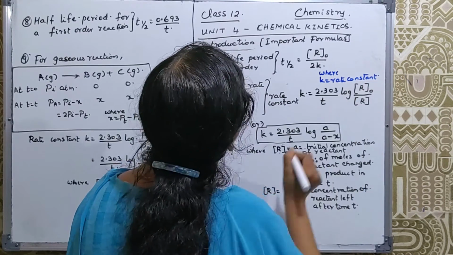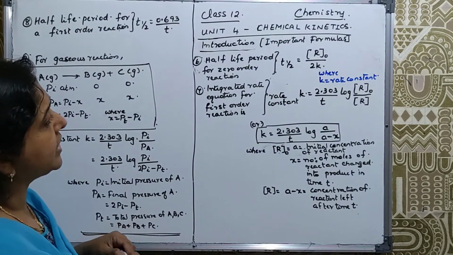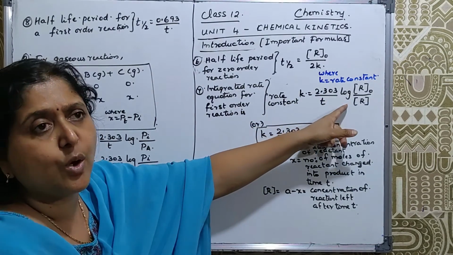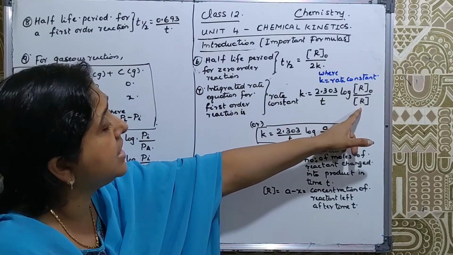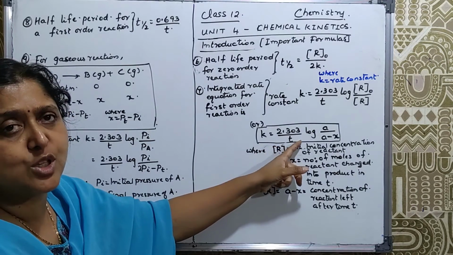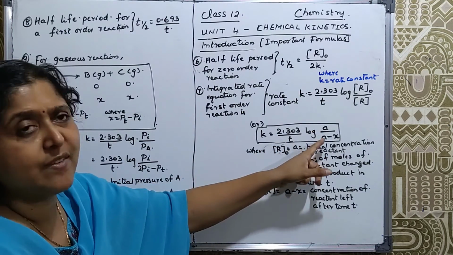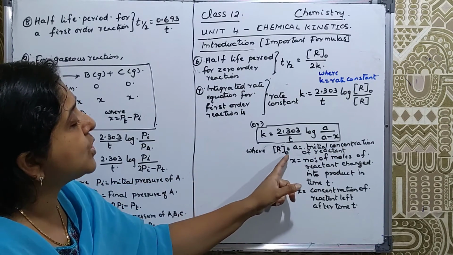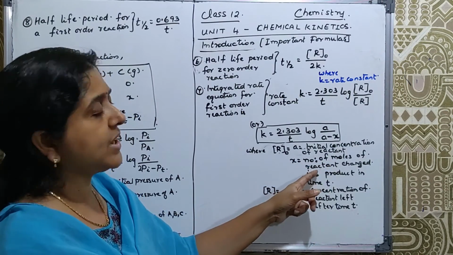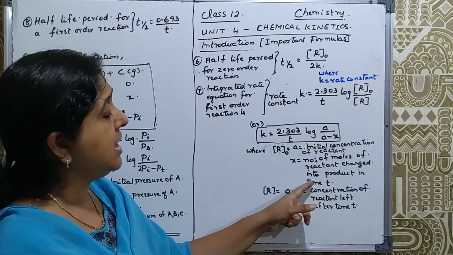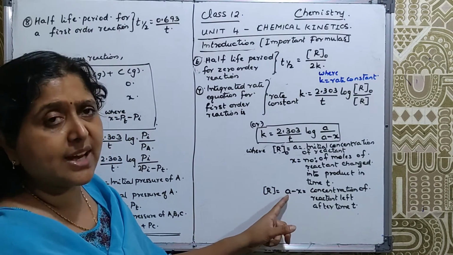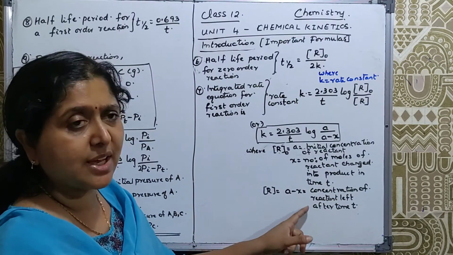Now the integrated rate equation for the first order reaction: rate constant K equals 2.303 divided by t, log of initial concentration of the reactant divided by final concentration of the reactant. That can be written as 2.303 divided by t log a divided by a minus x, where R0 and a are the same, the initial concentration of the reactant. If x moles of reactant change into product in time t, the left-out concentration, that is the final concentration of the reactant, will be a minus x.